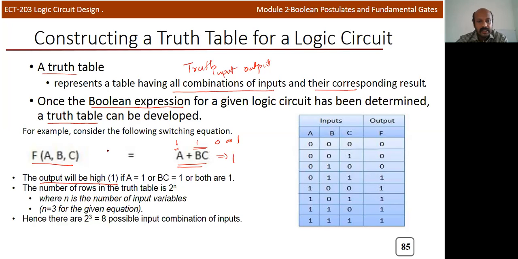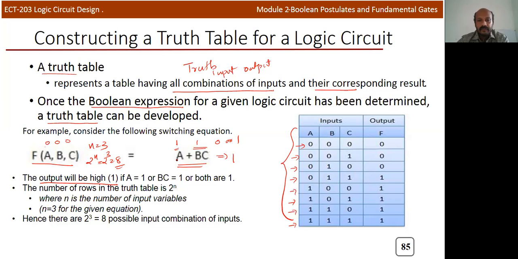Okay, and it's a 3 variable function. So you need to write 3 variables, from 0, 0, 0 onwards up to 1, 1, 1. Or you can say that if n is equal to 3, 2 raised to n, which is 2 raised to 3, is equal to 8. You need to write 8 different combinations. So if you look at this particular table, you can see that there are 8 different combinations: 0 0 0, 0 0 1, 0 1 0, 0 1 1, 1 0 0, 1 0 1, 1 1 0, 1 1 1. Okay, 8 different combinations.